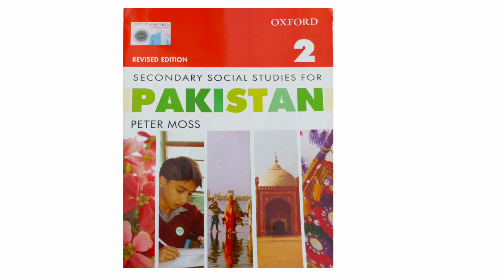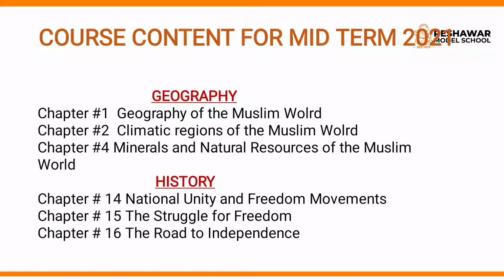As you can see, it's your social studies book for class 7th, and it's book 2. For class 6 we have book 1, for class 7th we have book 2. So you must have your book 2. And this book is Secondary Social Studies for Pakistan. So this is your book.